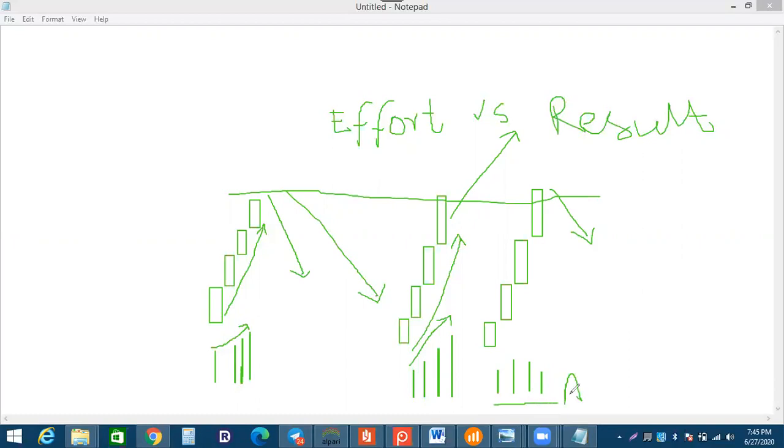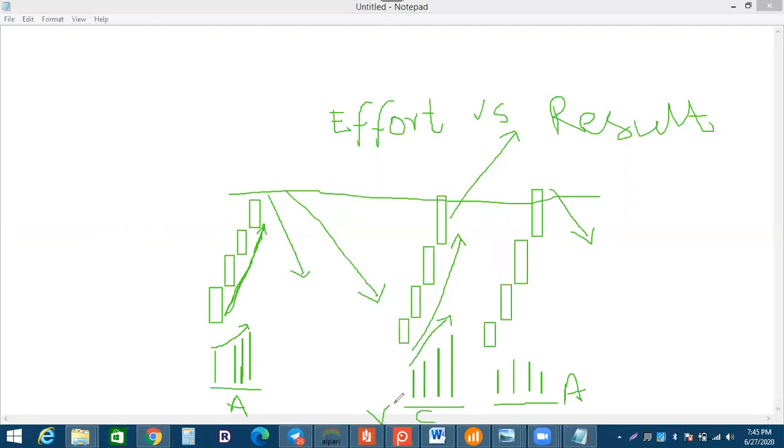So what does this concept show? This shows an anomaly because the result is higher than the effort. Here, effort is high and result is also high. In this case, the effort is high, but the result is not high. There is an anomaly again. So this is an anomaly. It will not continue the trend. This movement will continue the trend. That is a validation of the multiple bars.